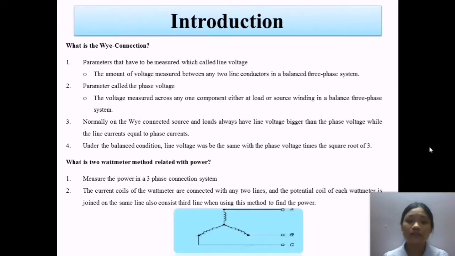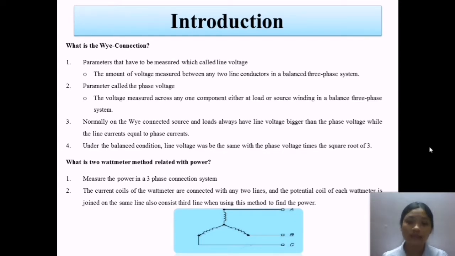I would like to make the presentation first for the introduction part. So what is the Y connection? Because the question is related to Y connected. Y connections have a parameter that has to be measured, called the line voltage. Line voltage means the amount of voltage measured between any two lines connected in a balanced three-phase system. Another parameter, the phase voltage, means the voltage measured across any one component, either at the load or source winding, in a balanced three-phase system.